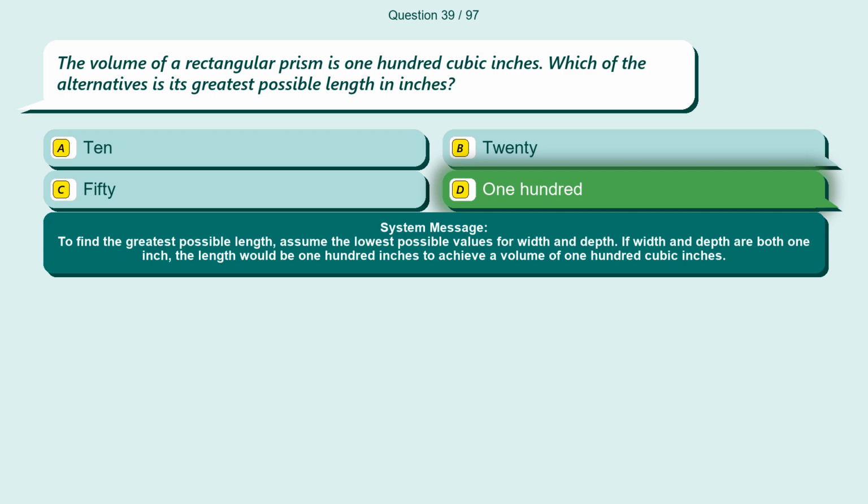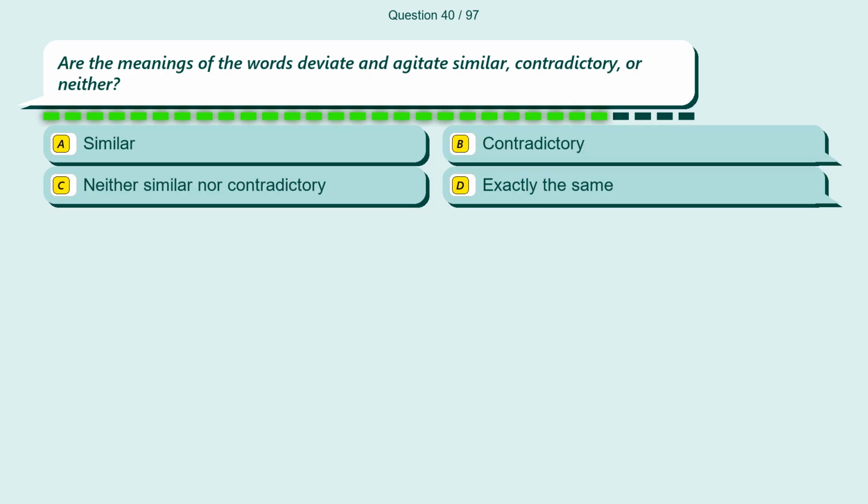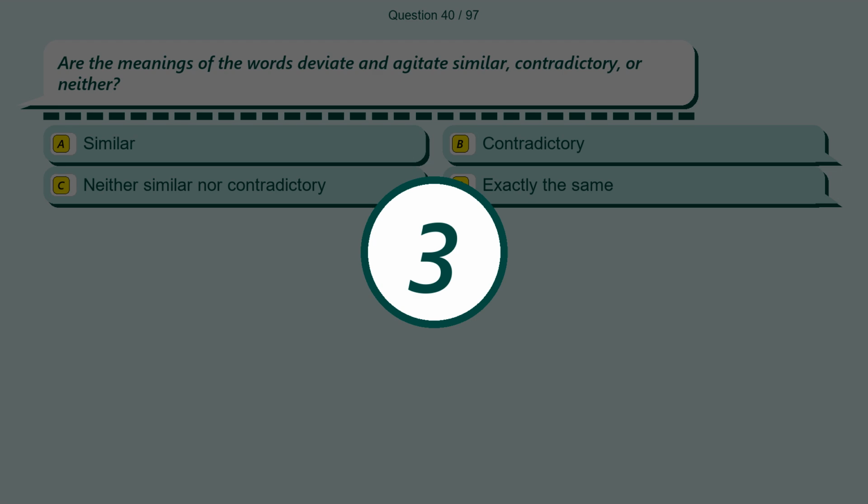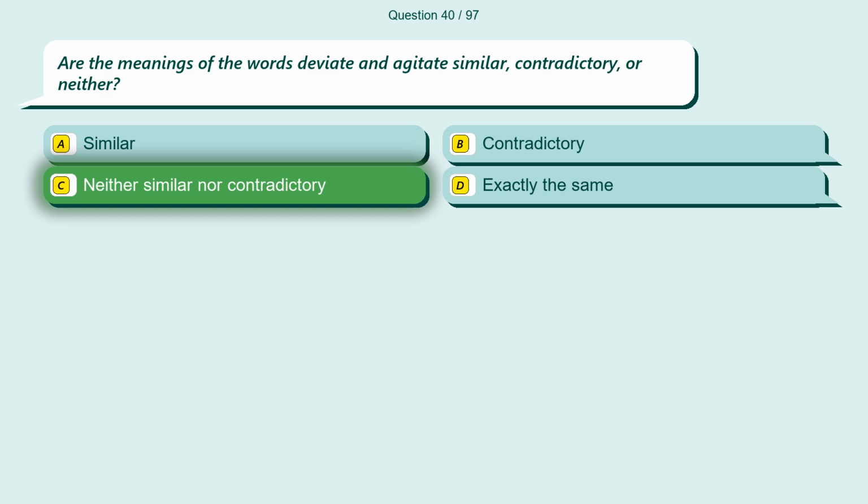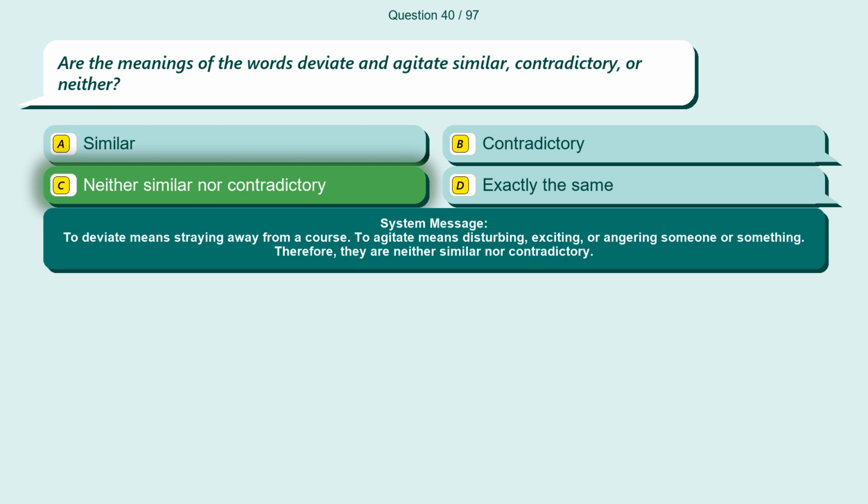cubic inches. Question 40. Are the meanings of the words deviate and agitate similar, contradictory, or neither? Option A, similar. Option B, contradictory. Option C, neither similar nor contradictory. Option D, exactly the same. The correct answer is option C, neither similar nor contradictory. To deviate means straying away from a course. To agitate means disturbing, exciting, or angering someone or something. Therefore, they are neither similar nor contradictory.